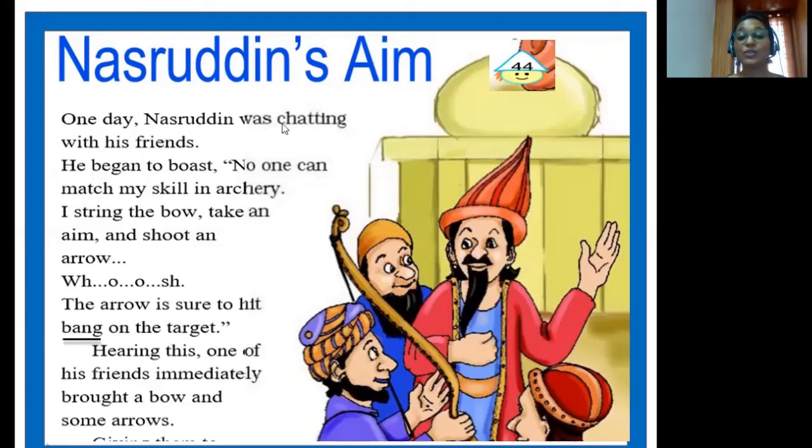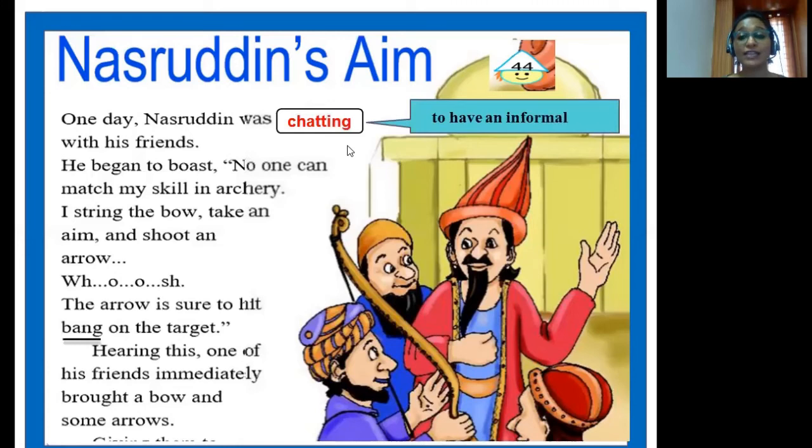One day, Nasruddin was chatting with his friends. So, Nasruddin, who is the main character of this story, was chatting with his friends. We have learned that the word chatting means to have an informal talk. So, Nasruddin was having a casual conversation with his friends, just like you all do in a classroom with your friends, especially when the teacher is not there, isn't it?